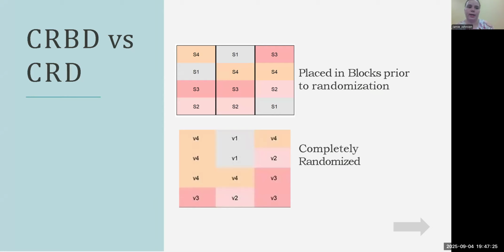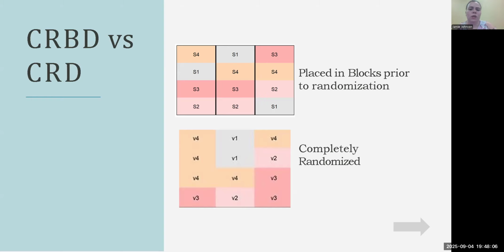Now that we've identified that, what is exactly the difference between completely randomized block design and completely randomized design? Well, completely randomized block design places treatments into blocks prior to randomization. In completely randomized design, treatments are thrown wherever the randomization occurs, like throughout the whole field. Everything is 100% randomized, and ideally, it's all the same.